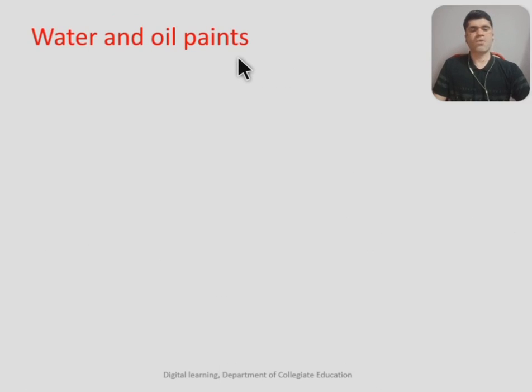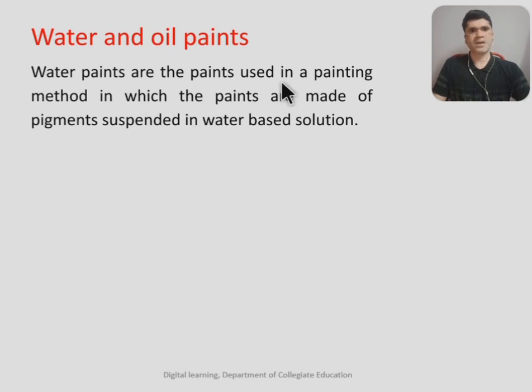Next we will move to water and oil paints. Water paints are paints used in a painting method in which paints are made up of pigments suspended in a water based solution. So water paints means these are pigments which are soluble in water. Water is the base here. In oil paint, oil is the base, whereas in case of water paints, water is the base.